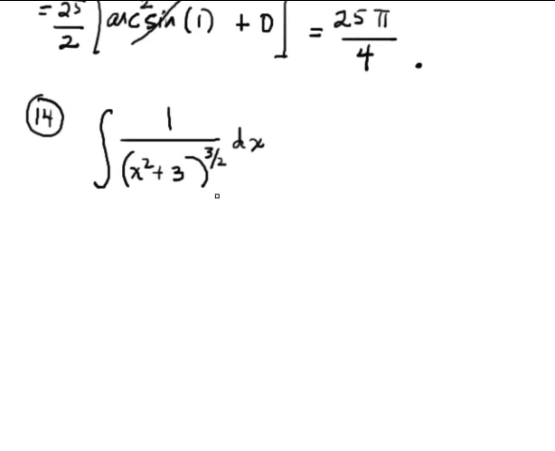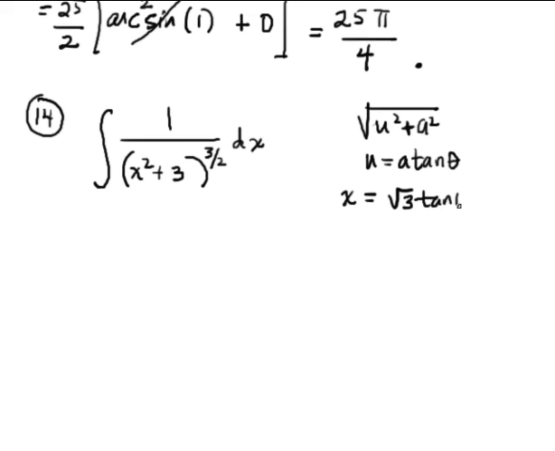Okay, number 14 is another integral that could be done using a trig substitution. When we have an integral with something of the form u squared plus a squared, sometimes underneath a square root but not necessarily, then sometimes it helps to do the substitution u is equal to a tan theta. So in our case, we have a squared is equal to 3, so a is the square root of 3. So we're going to do the substitution x is equal to the square root of 3 tan theta. And so dx is equal to the square root of 3 secant squared theta d theta.